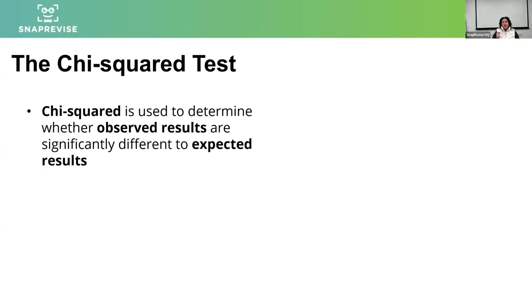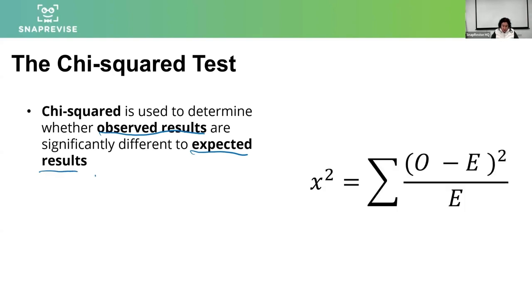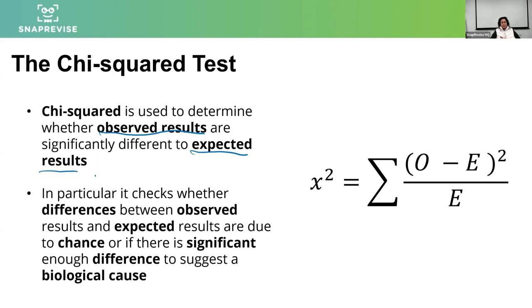However, the chi-square is the easiest one, because somewhere in your question you are going to have observed versus expected results. This is the formula, which is given to you. You don't have to memorize it. It tests whether the differences between the observed and expected results are due to chance, or if there is what we call a significant difference, meaning there's an underlying biological reason why we observe a difference.